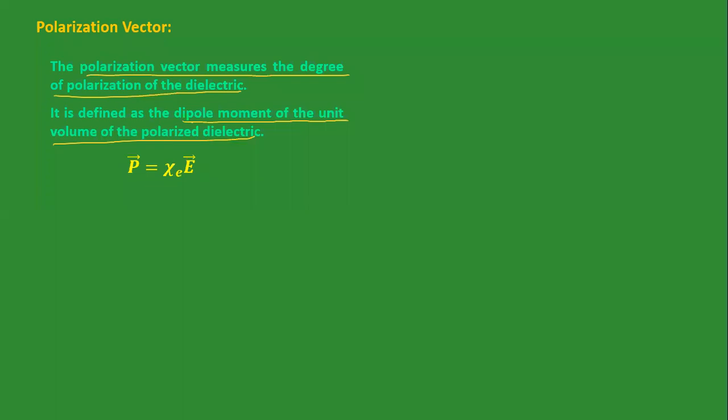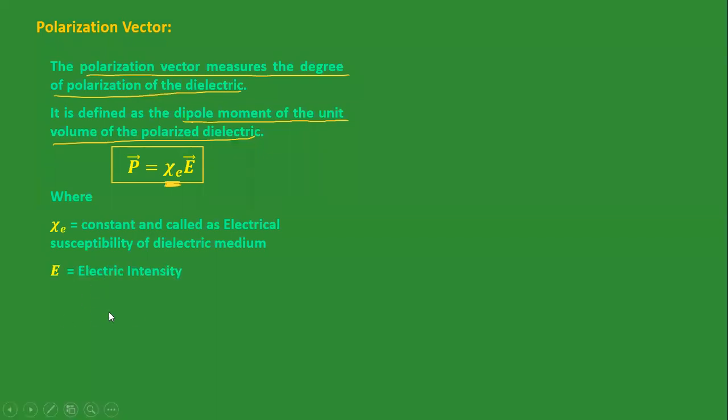Or we can write this polarization in terms of susceptibility. So here you can see P for polarization, Xe is electric susceptibility, E is electric field intensity. Here X is a constant, and this constant is called electric susceptibility. Electric susceptibility is a constant for that electric medium that you remember. And in this formula, E is the electric intensity.